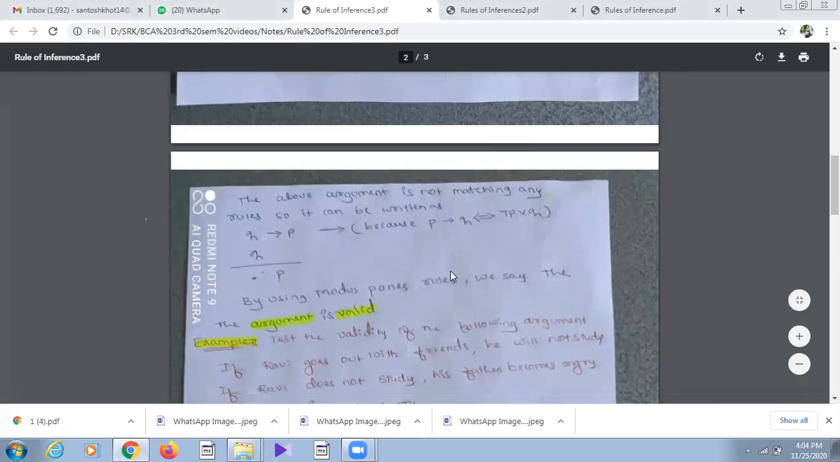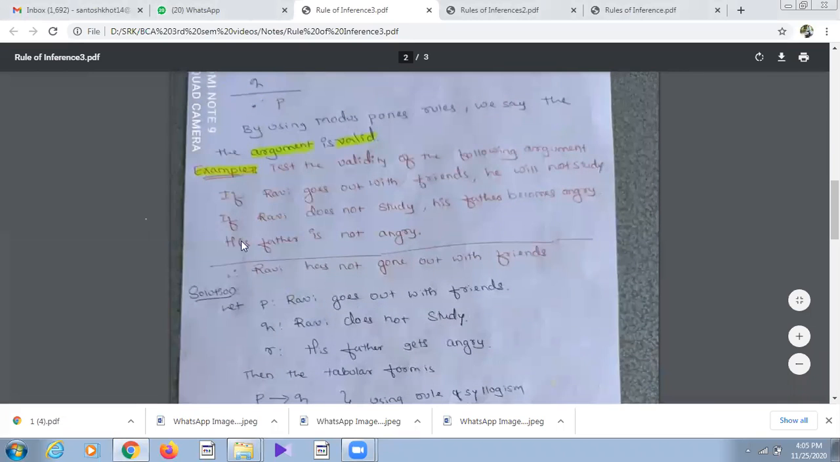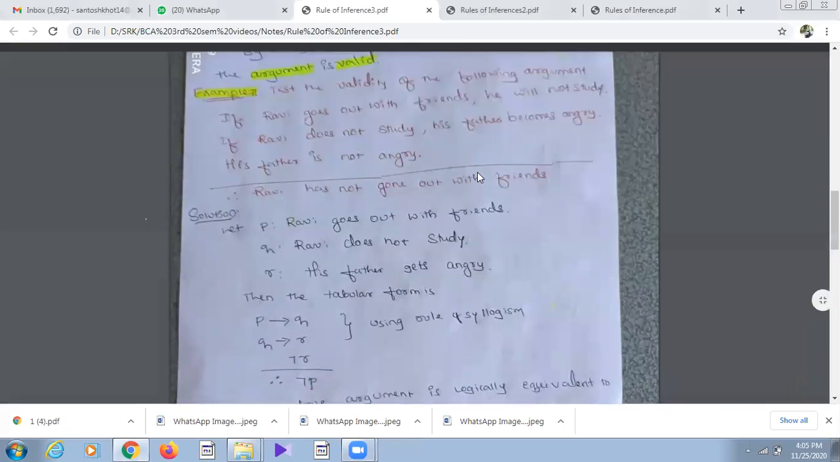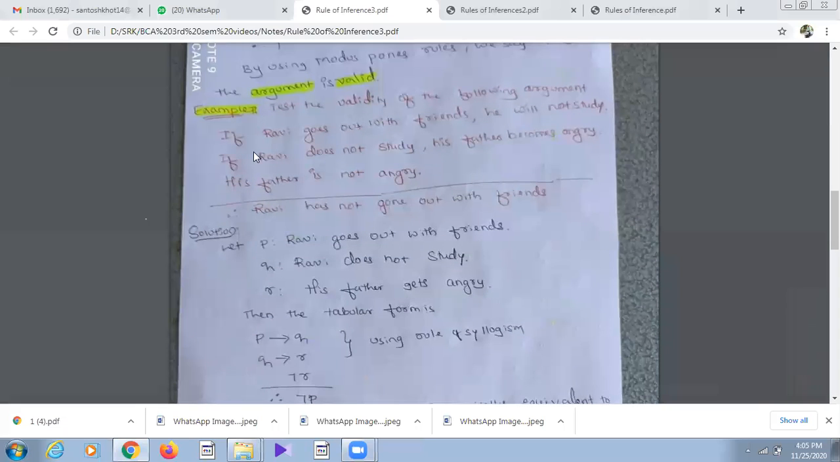So here the next type of problem, the 7th problem. Test the validity of the following argument: if Ravi goes out with friends, he will not study. That is the first premise. Second, if Ravi does not study, his father becomes hungry. Okay, so this is the second premise, and here is a third premise.